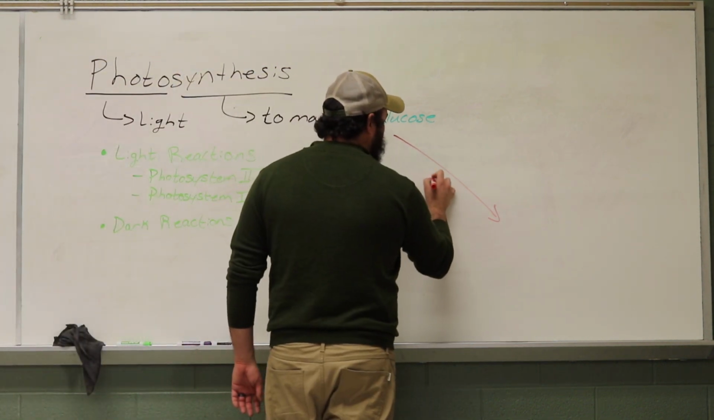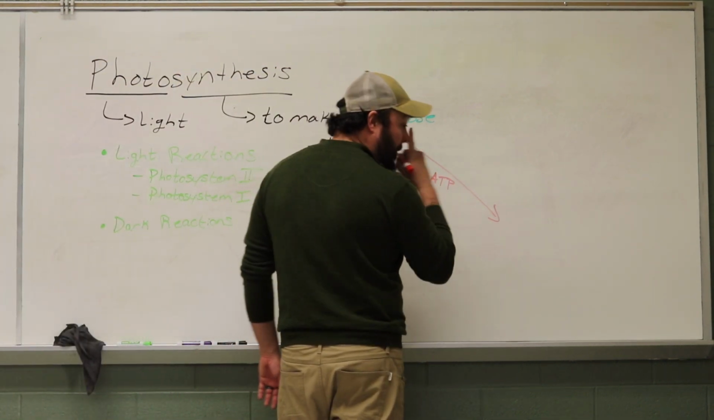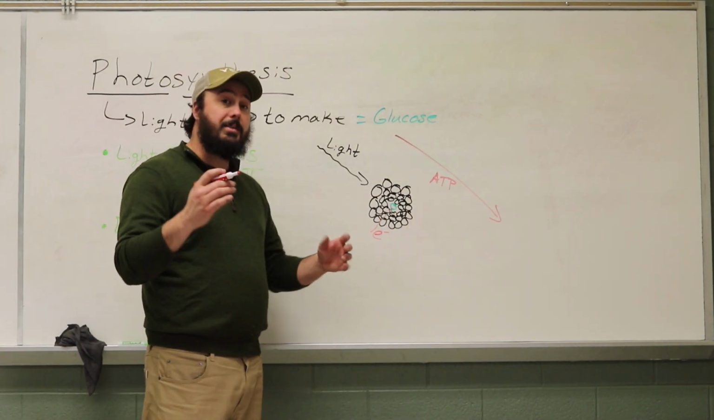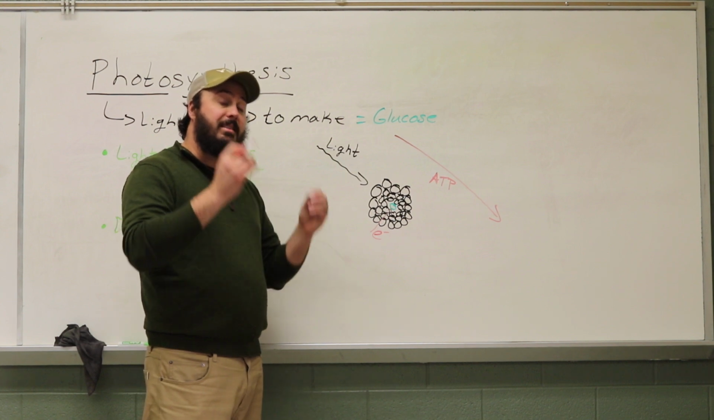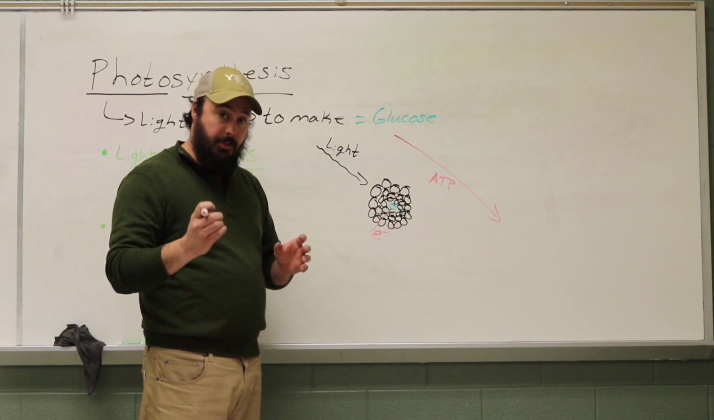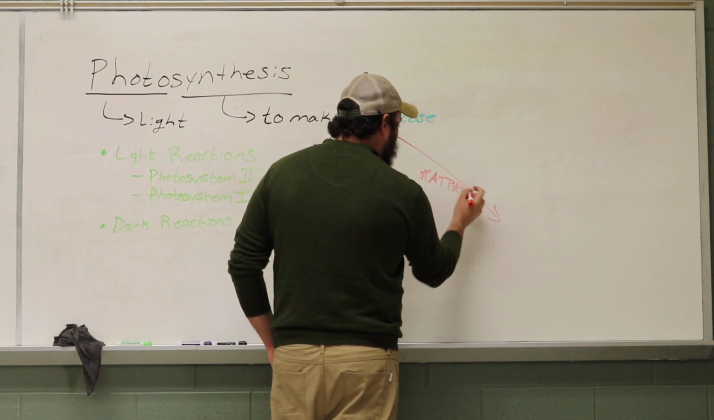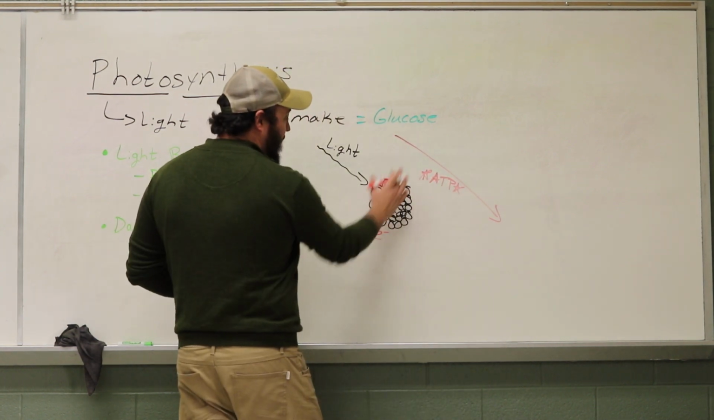We're able to create something called ATP. And if you remember from cellular respiration, ATP played a major role there as well, because it is ATP that is the cellular currency of energy. So we're able to form ATP here with the supercharging of that electron.